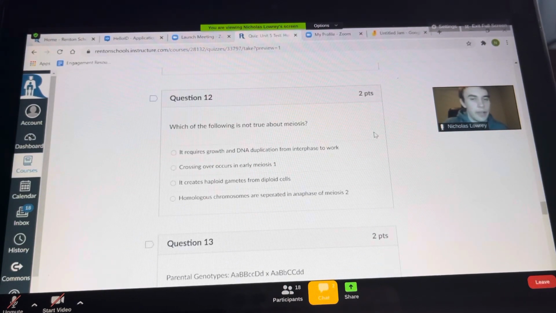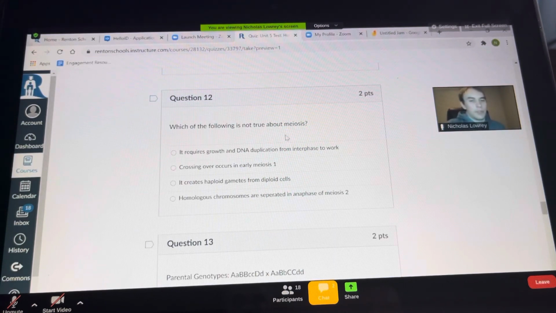Number 12. Which of the following is not true about meiosis? So for this one, you can just rule out things, or you can automatically recognize that homologous chromosomes are not separated in anaphase of meiosis 2. We did talk about how homologous chromosomes are separated, but that happens in meiosis 1. So remember, the order was that we separate the homologous chromosomes, and then we separate the sister chromatids, which makes sense because we have to take the bigger number of chromosomes and separate those, and then the smaller amount of genetic material and separate those chromatids, okay?